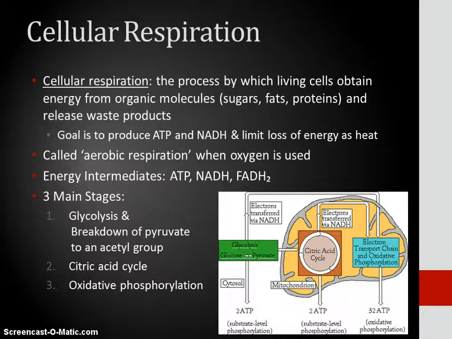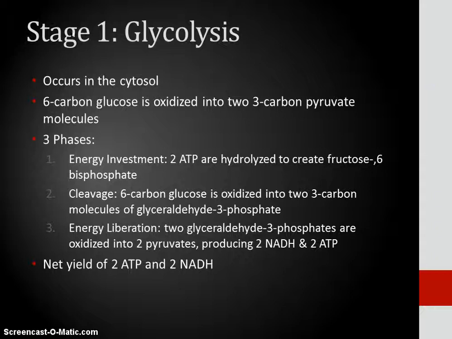ATP, NADH, and FADH2. The three main stages of cellular respiration are glycolysis and the breakdown of pyruvate to an acetyl group, the citric acid cycle, and lastly, oxidative phosphorylation. So stage 1 is glycolysis, which occurs in the cytosol, and it is when a 6-carbon glucose is oxidized into two 3-carbon pyruvate molecules.